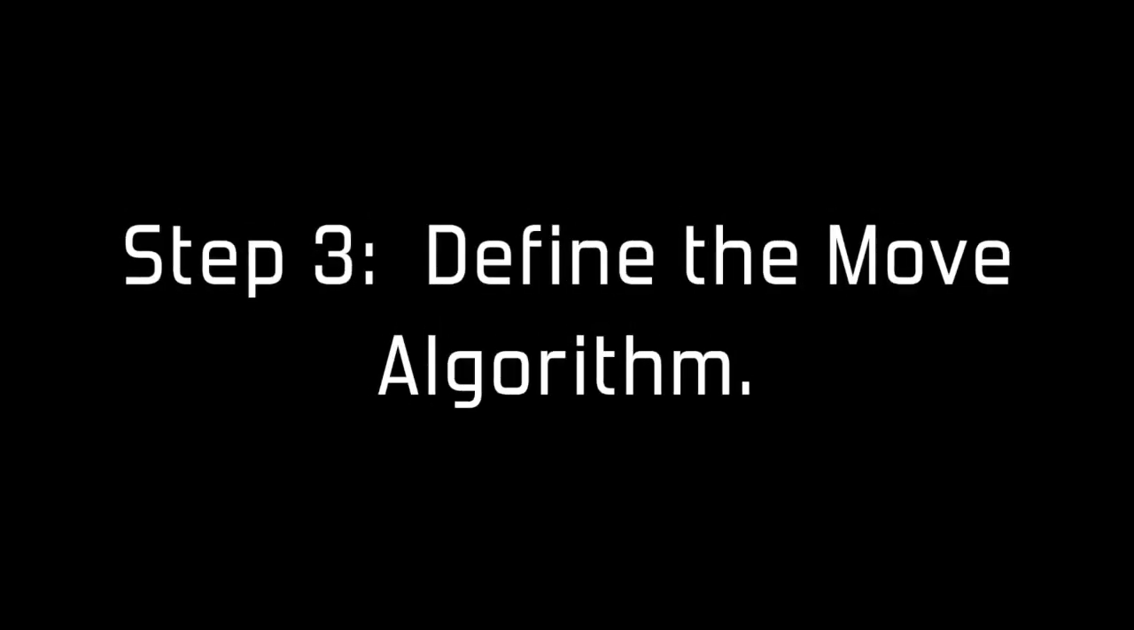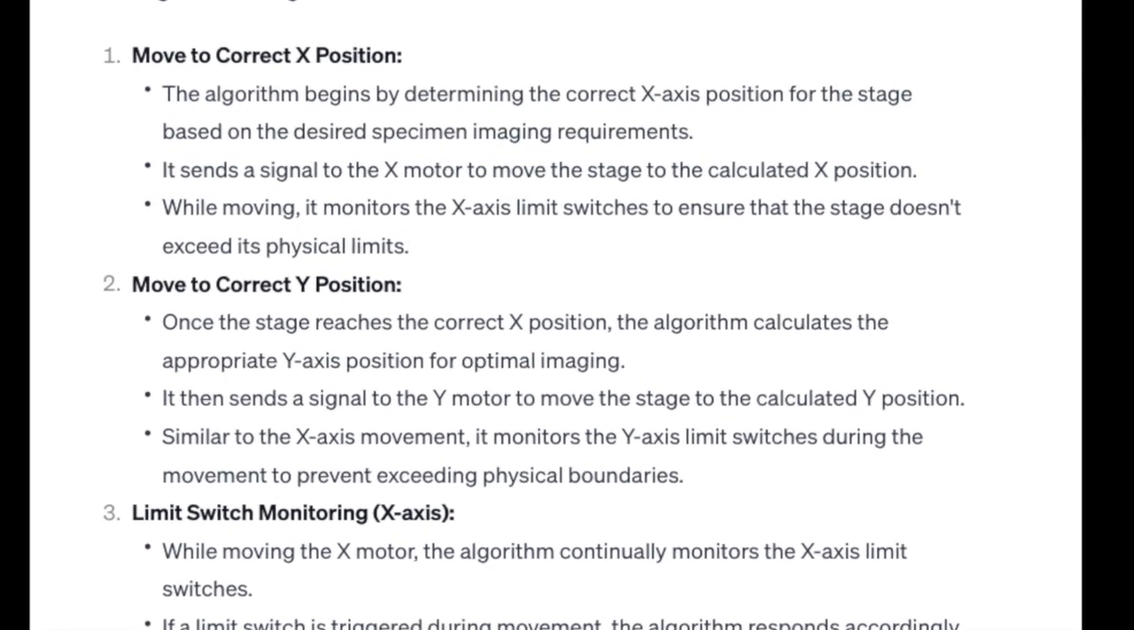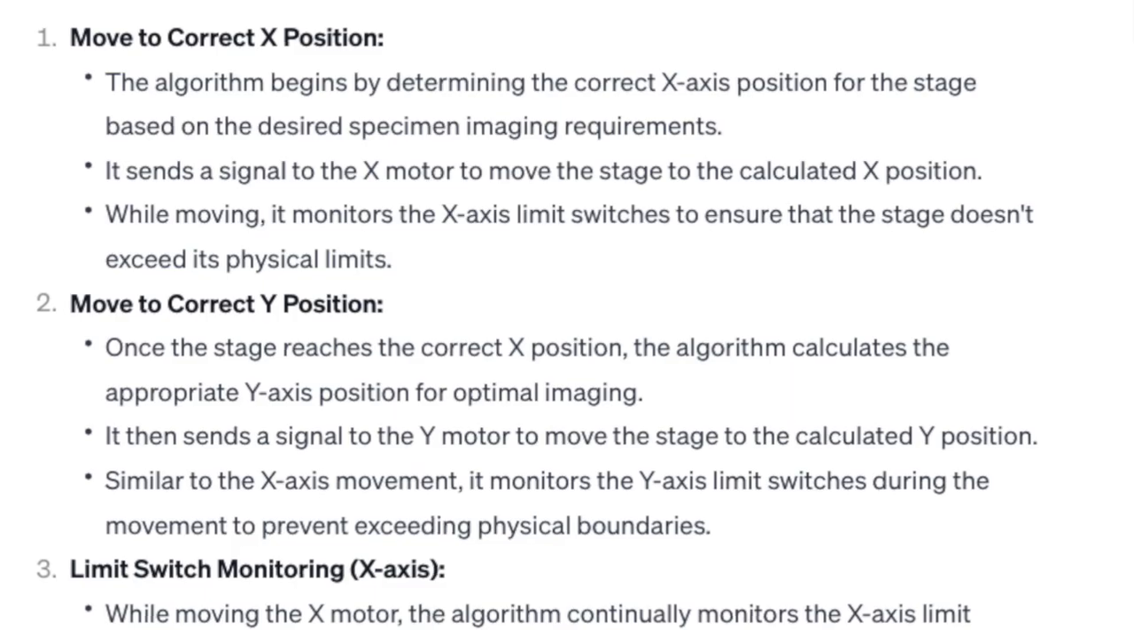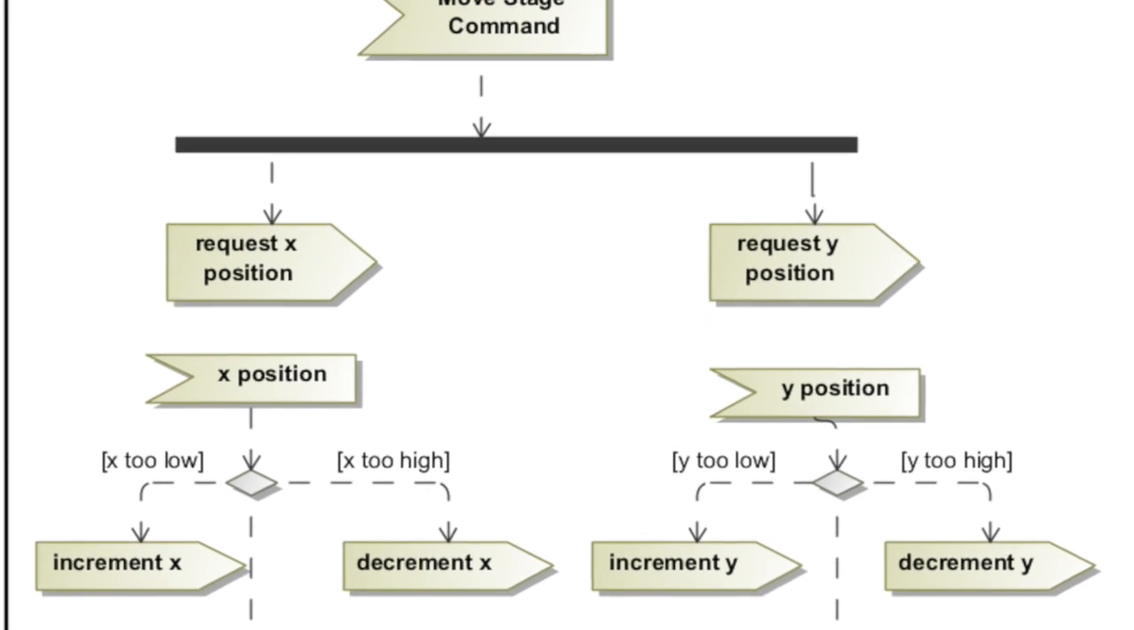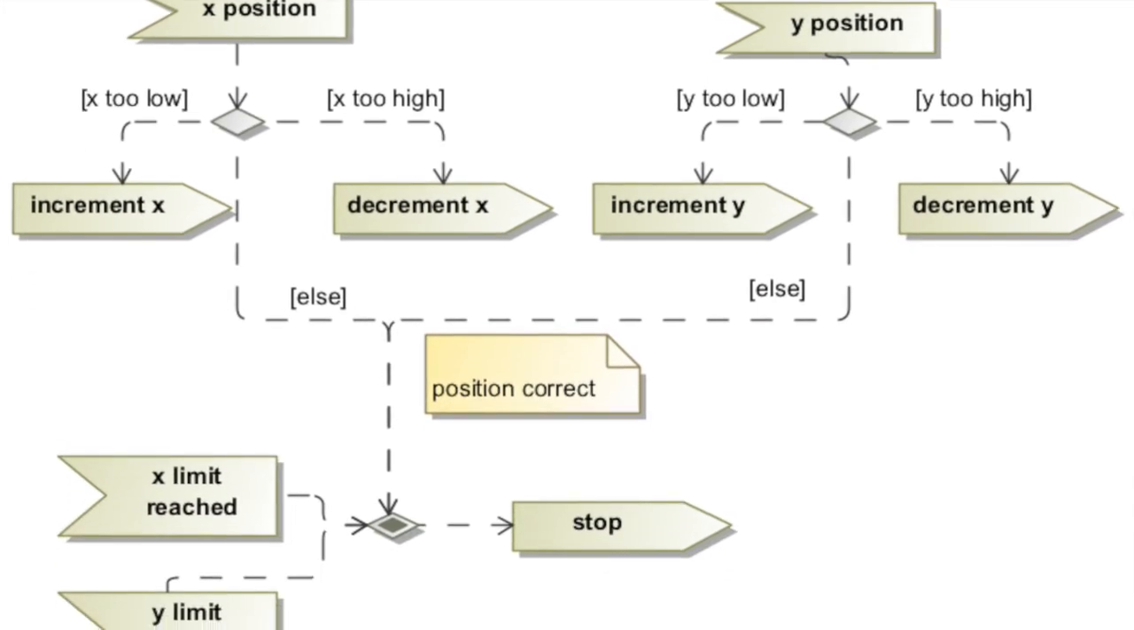Now let's focus in on the move algorithm, and we have instructed AI to write the algorithm in English to first move the stage in X and then move it in Y. Now we're going to model that algorithm on an activity diagram, and this is kind of where we started, where we're moving it in X and moving it in Y.